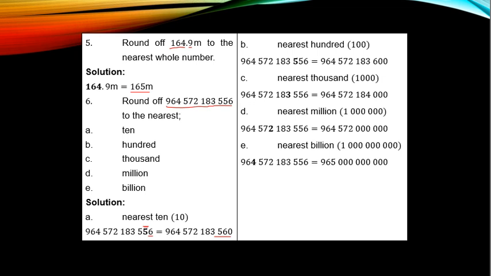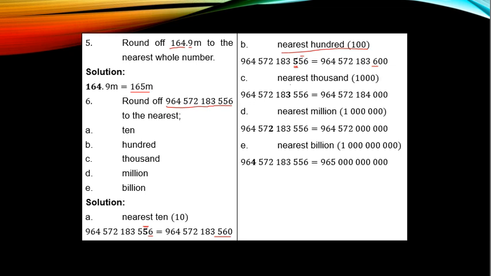Okay. B, nearest 100. That means in your answer there should be 2 zeros. So you ask yourself, which digit is under 100? That digit is 5, the second 5 from the right. The next digit after it, 5, falls in the group of rounding up to 1. You round 5 up to 1, you add it to 5, it becomes 6. So to the nearest 100, you have this result. That is 964,572,183,600, pronounced with 2 zeros.